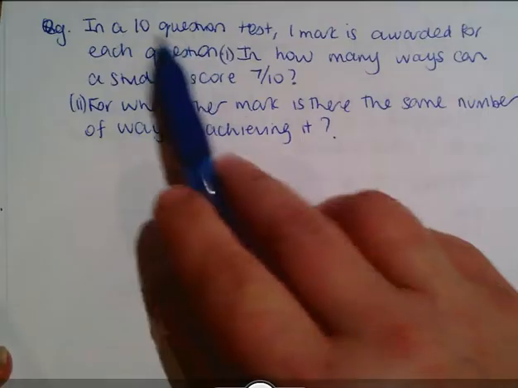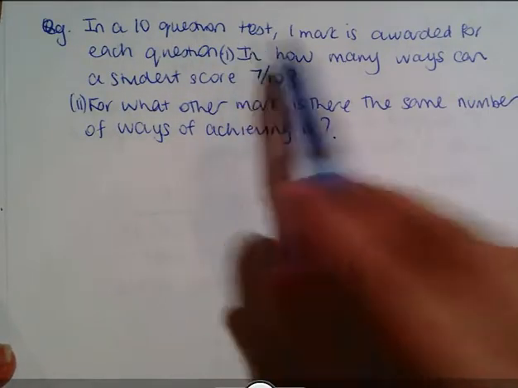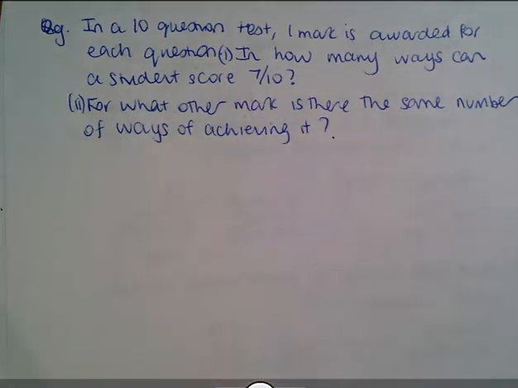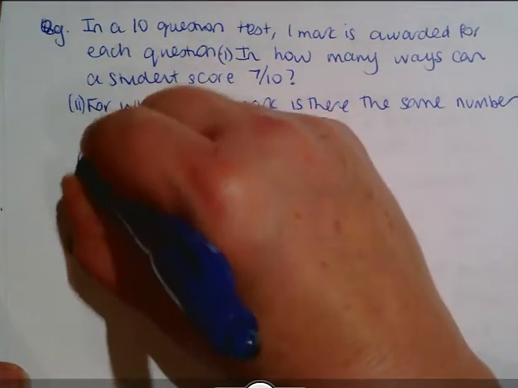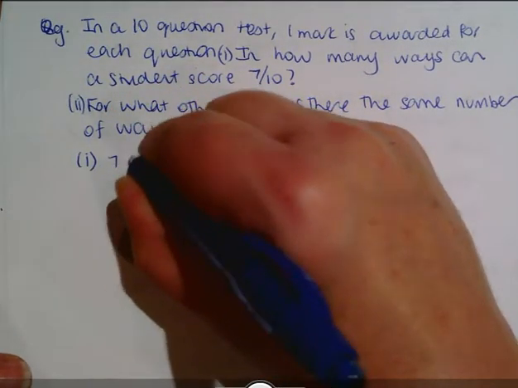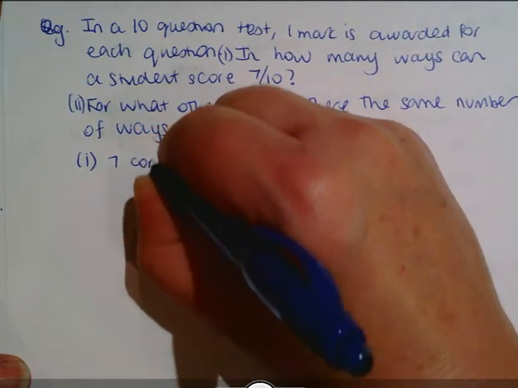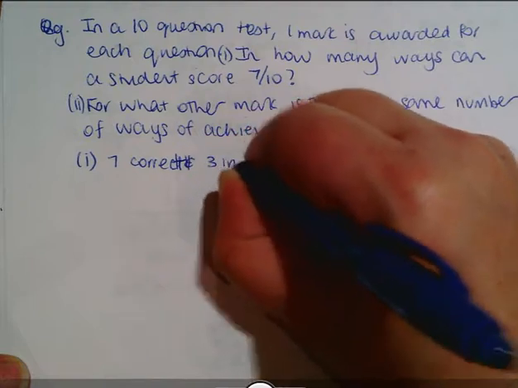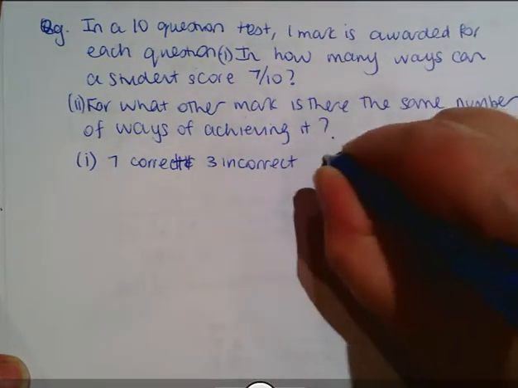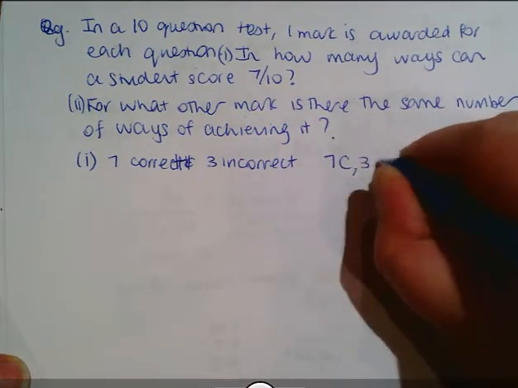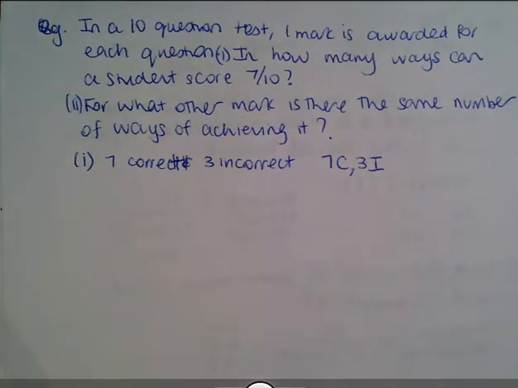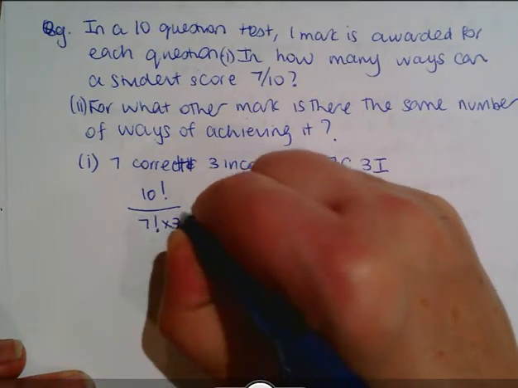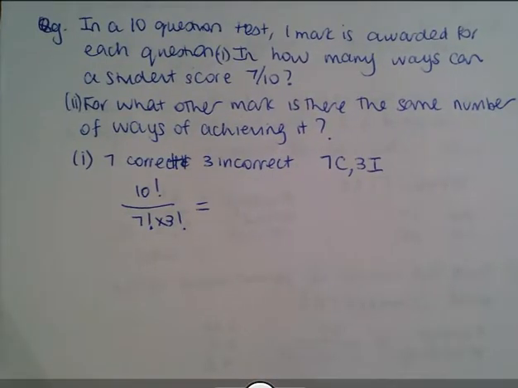Example here, in a 10-question test, so if a test is out of 10, and you get 1 mark for each question, in how many ways can a student score 7 out of 10? So it means that they must have got 7 correct and 3 incorrect. So it's like I'm arranging 7 C's and 3 I's for incorrect, okay? So that's just going to be 10 factorial over 7 factorial times 3 factorial, okay?